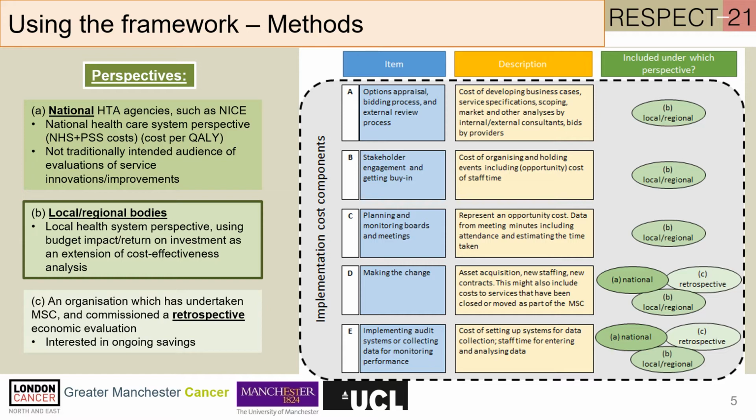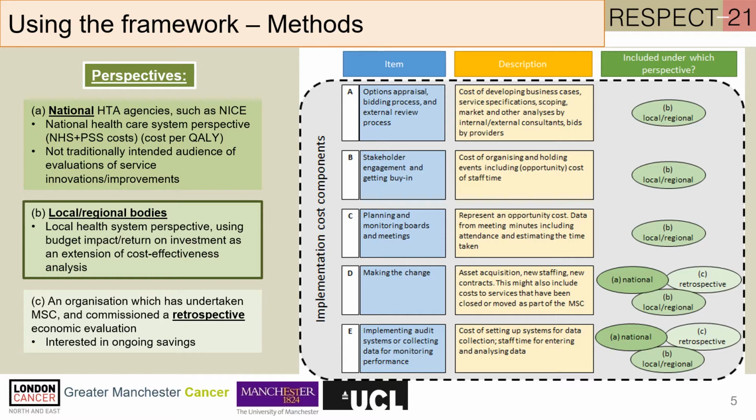The 5 components in the framework are arranged here broadly in chronological order. So firstly, the different options available for the new service configuration would be looked at. Sites that want to become the new specialist surgery centre, for example, would submit bids, and these are reviewed.